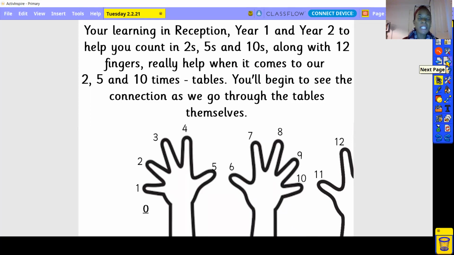When we're thinking about our times tables, what really makes that difference is the learning you did in reception, year 1 and year 2 when it comes to counting in 2s, 5s and 10s, along with 12 fingers. They really help when it comes to our 2s, 5s and 10s times tables. You'll begin to see the connections as we go through the tables themselves.